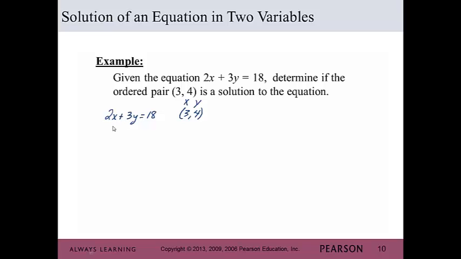So everywhere you see an x, you're going to put a 3, and everywhere you see a y, you're going to put a 4. So this is 2 times 3 plus 3 times 4. Does that equal 18? So we have 6 plus 12, which is 18. So 18 equals 18. So the answer is yes. (3, 4) is a solution.